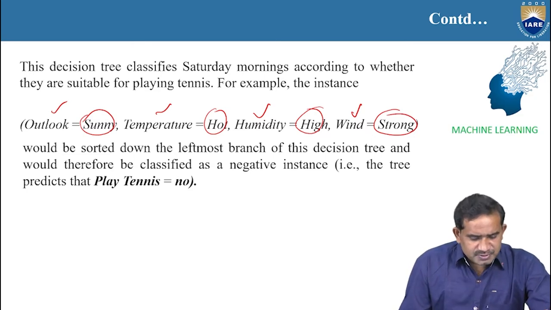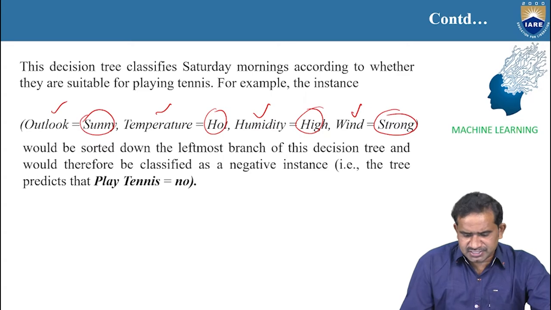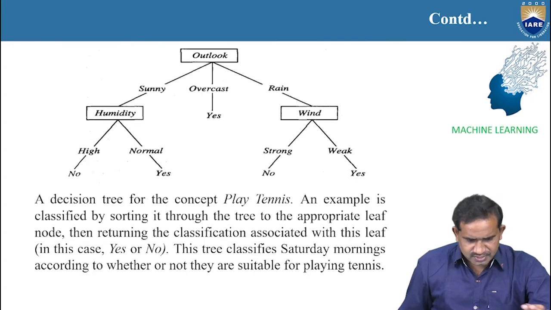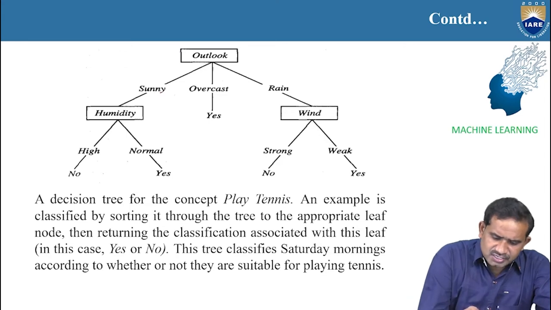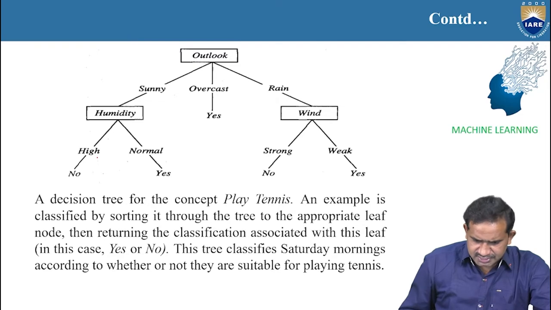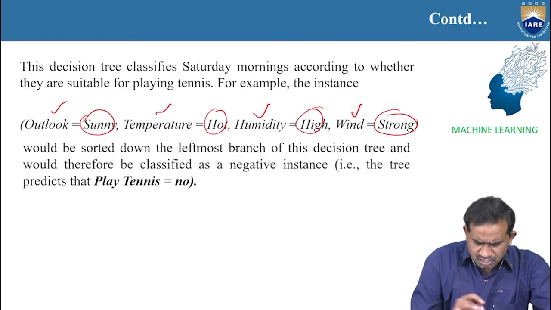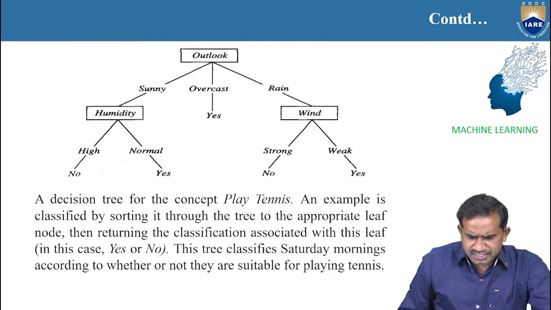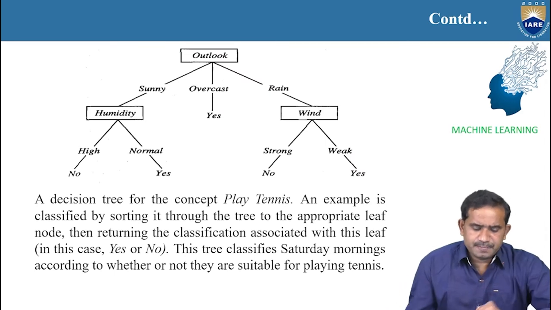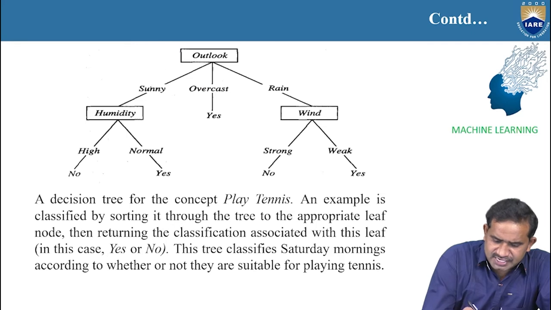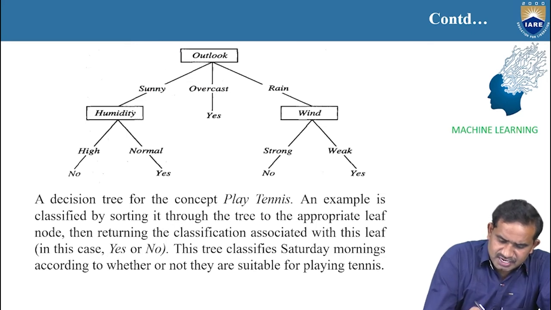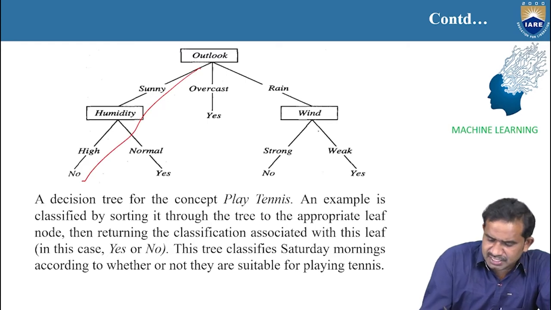This instance would be sorted down the leftmost branch of the decision tree. When we come to outlook is sunny and humidity is high, automatically we can go to the decision. When you observe this figure, the outlook is sunny, so we move towards the left side only, and here also the left side only.